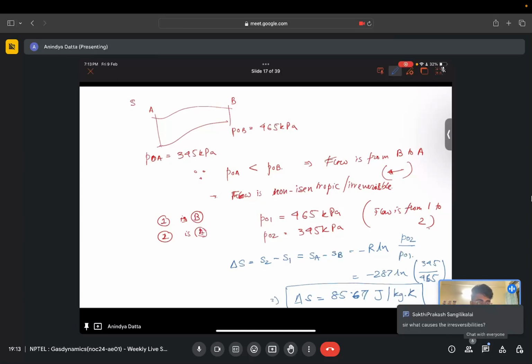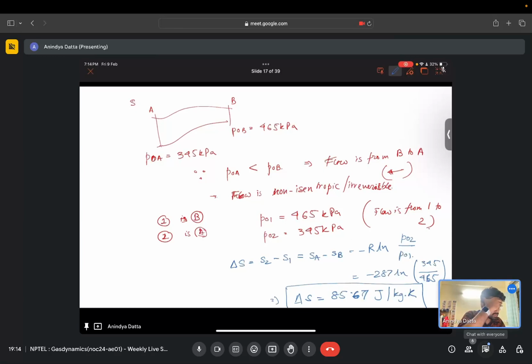See, the irreversibilities are the losses, like frictional losses. In this case, it is mostly friction. One of the things we don't consider is that a boundary layer develops along the duct walls because of the shear. That is one of the important causes of the irreversibilities, mainly the friction.